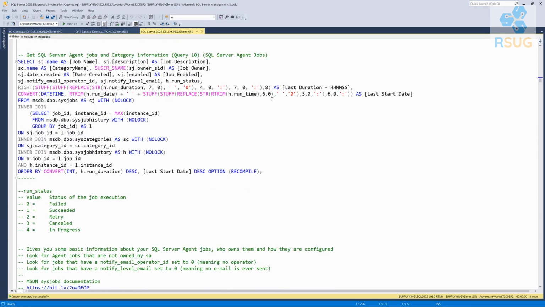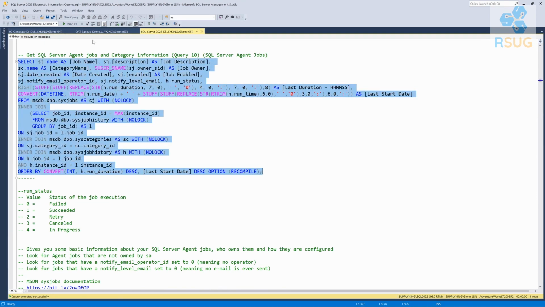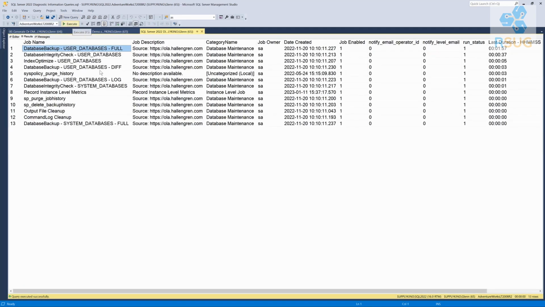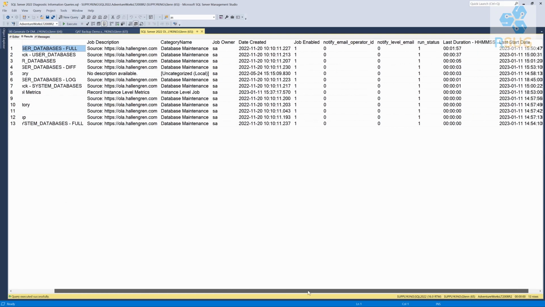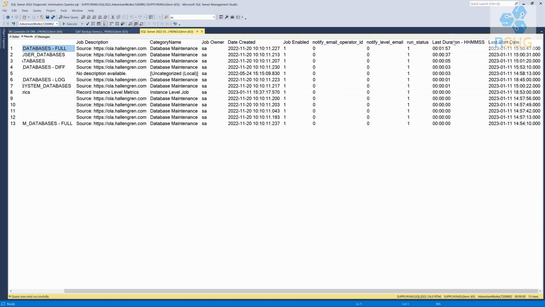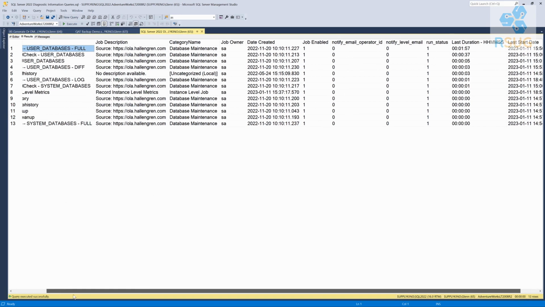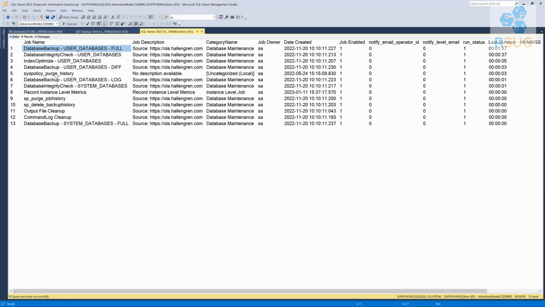All right, this next one is looking at SQL Server Agent jobs. And this will show you what's going on with your agent jobs real quickly. And I don't have that many here. I'm using the Ola Hallengren maintenance solution, which is a really good thing to use. It's free and it works very well. But it shows you your job names and the description and who owns them and what the schedule is and what was the last duration.